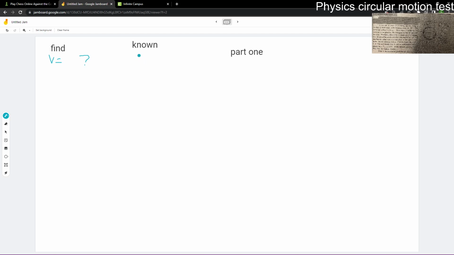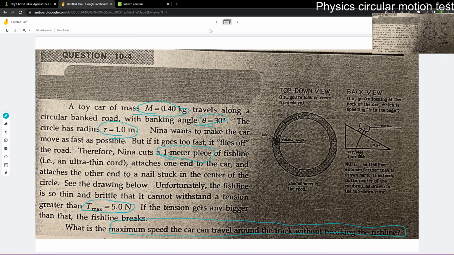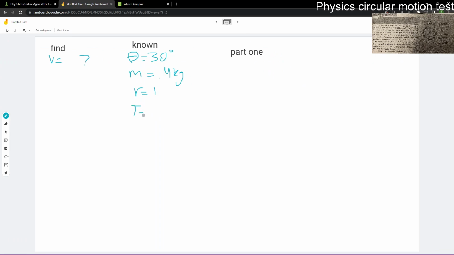Known: theta equals 30 degrees, mass equals 0.4 kilograms, radius equals 1, and Tmax equals 5. So part 1, we're trying to identify how we're going to get velocity.